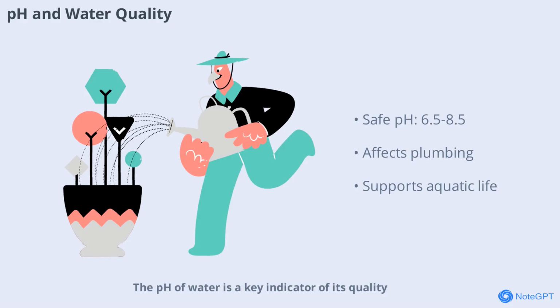pH of water is a key indicator of its quality. Drinking water should have a pH between 6.5 and 8.5. If water is too acidic or too basic, it can cause problems for plumbing and health. Aquatic life also depends on the right pH. Fish and other organisms thrive only within certain pH ranges. Regular testing helps keep water safe for people and the environment.